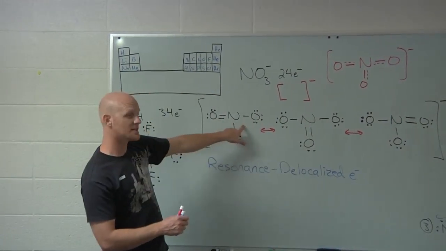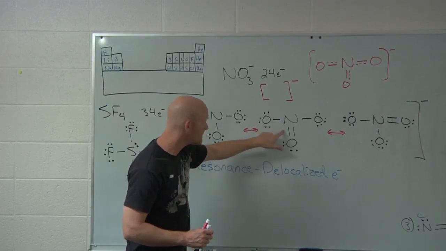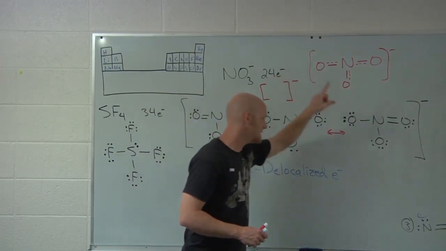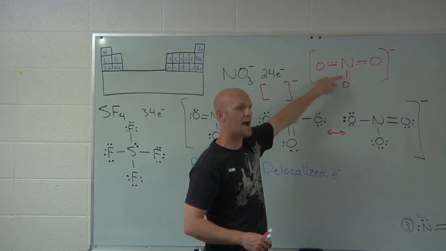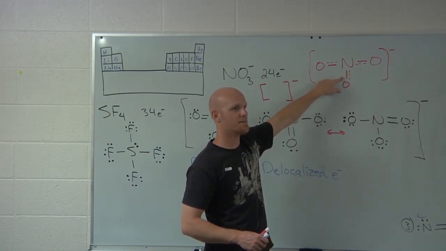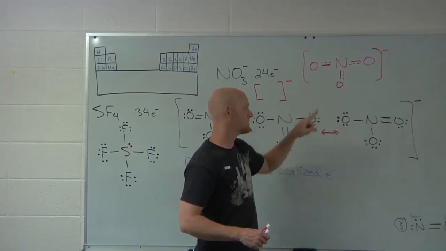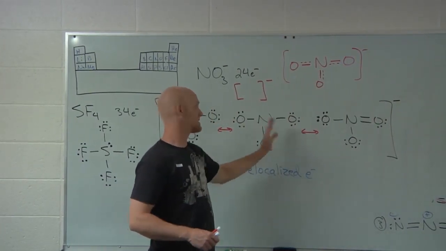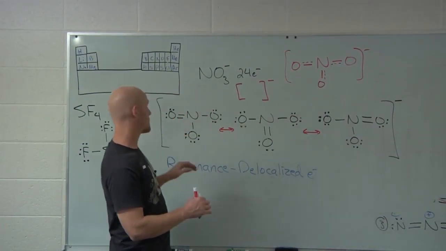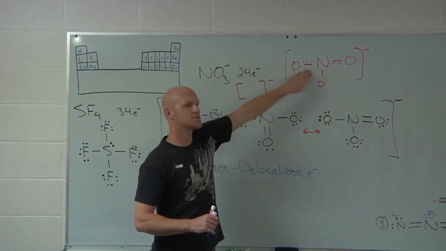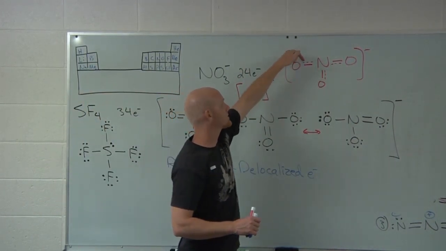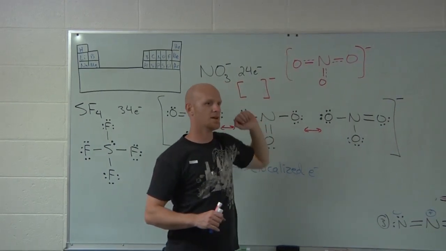It never looks exactly like this. It never looks exactly like this, and it never looks exactly like this. It always looks like the average of the structures all the time. So don't look at those double arrows and think it's flipping. It's not. Don't look at the word resonance and think resonating, because it's not. It always just looks like this all the time. The electrons are delocalized in many locations.